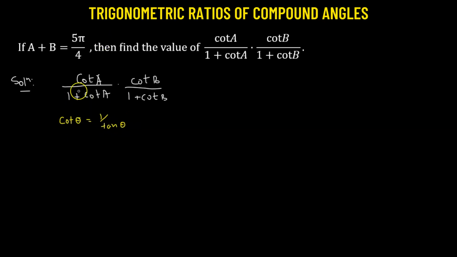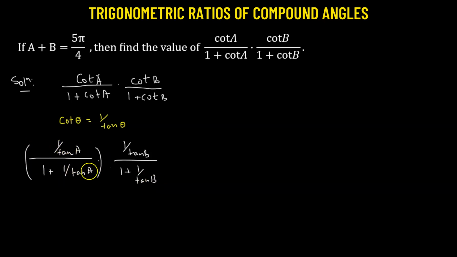Let's use this. So cotangent of A can be expressed as 1 over tangent of angle A, divided by 1 plus cotangent of A. So we'll replace the cotangent of A with 1 over tangent of A. Similarly, we will rewrite cotangent of B as 1 over tangent of B, divided by 1 plus 1 over tangent of B. Now we'll further simplify.